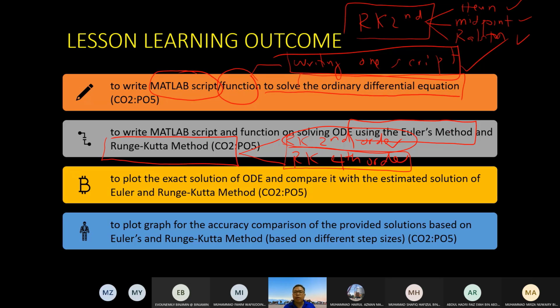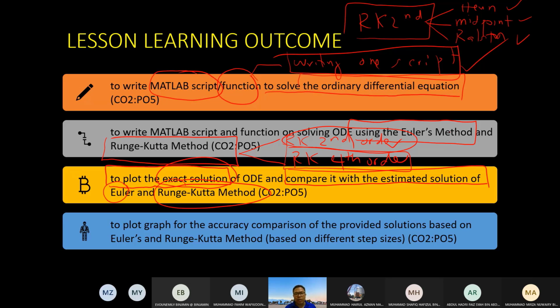And after you solve using Euler and Runge-Kutta, either second or fourth order, the next step is to plot your exact solution and compare it with the solution by the numerical approach, which is by Euler and also by Runge-Kutta method. So you have to make the comparison to see whether the solution provided by the numerical approach is accurate or not accurate after you compare with the exact solution.